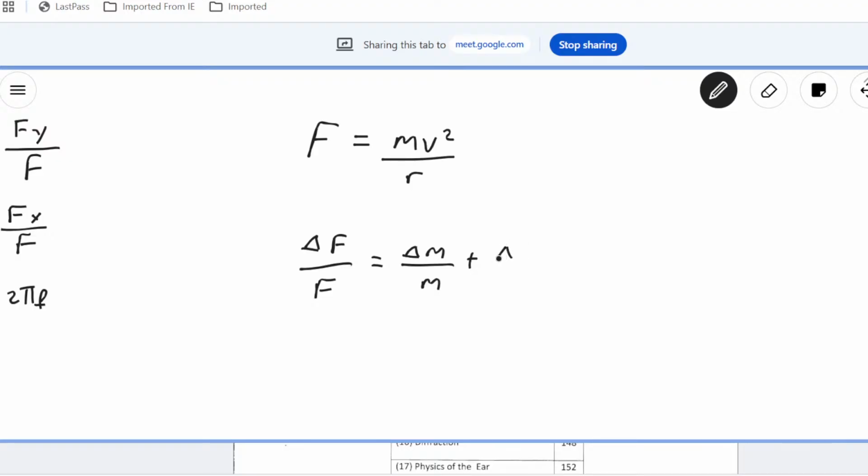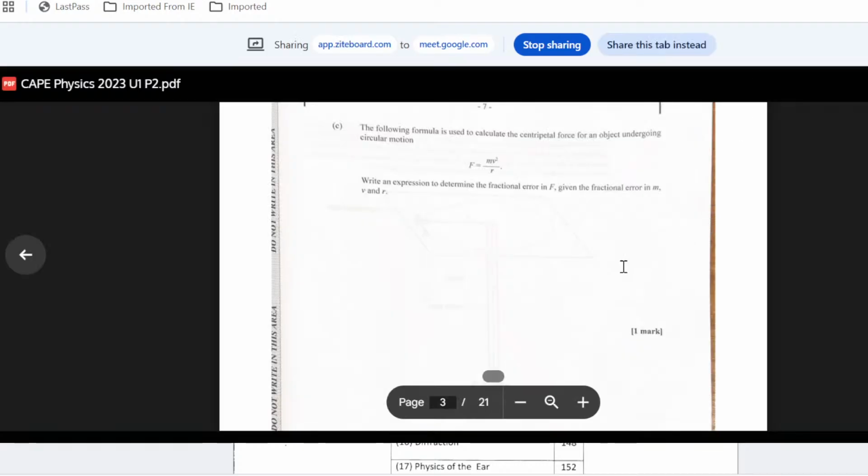Alright, so I remember, plus delta r over r, and then you're going to have 2 delta v over v. You don't need the brackets. It would be just plus 2 delta v over v. Alright, so that's all they wanted, one mark to be fair, just the expression.